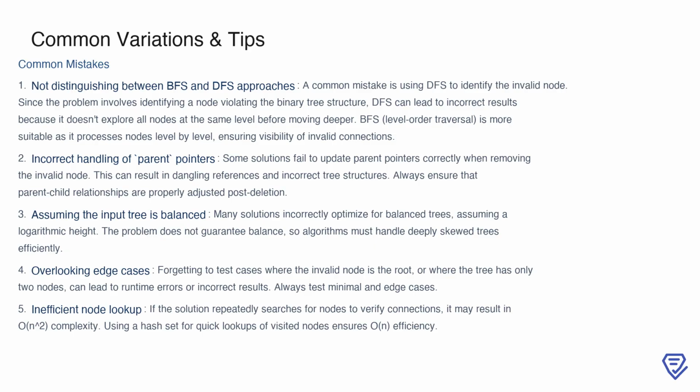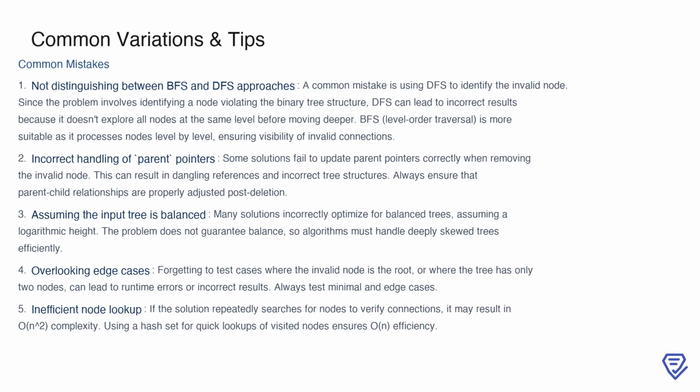Another common issue is improper handling of parent pointers. When deleting the invalid node, failing to correctly update parent-child relationships can leave dangling references, leading to broken tree structures. Additionally, many solutions assume the input tree is balanced, but this problem doesn't guarantee balance. Algorithms must be robust enough to handle deeply skewed trees efficiently.